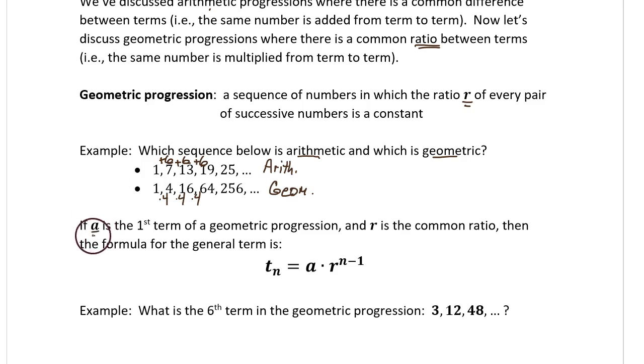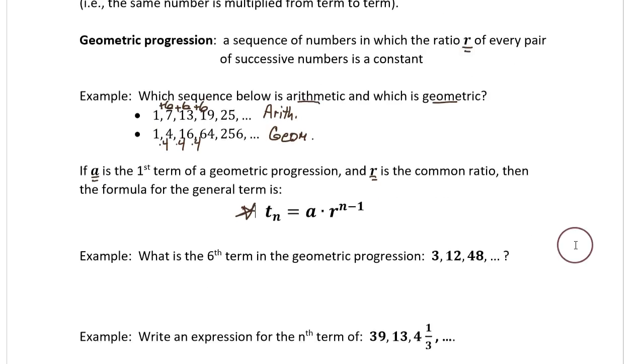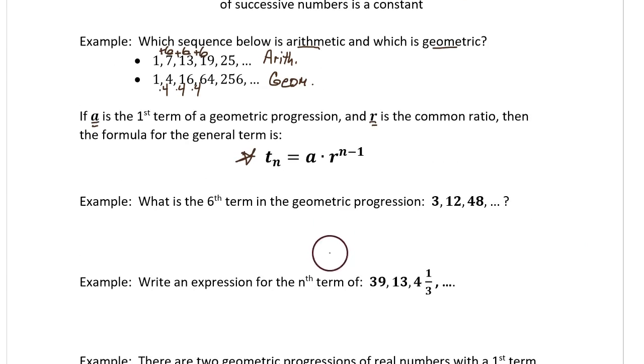Let's use the symbol A again to mean the first term of the sequence. We'll use the symbol R to be the common ratio, and then we can create a formula for the general term. Here it is. So T sub n equals the first term times the common ratio raised to the n minus 1 power. Here's an example problem which we can solve with that formula.